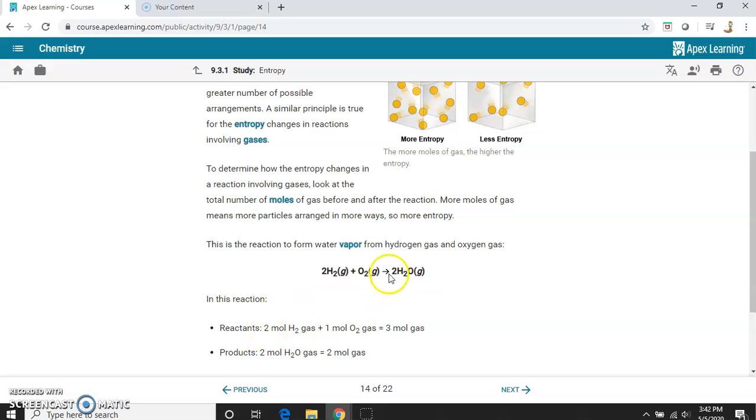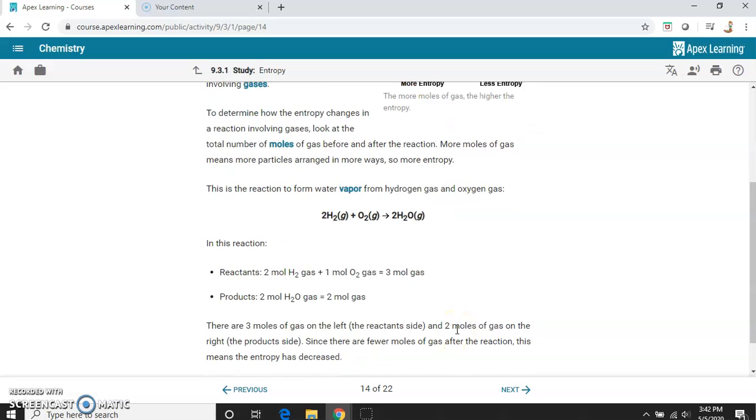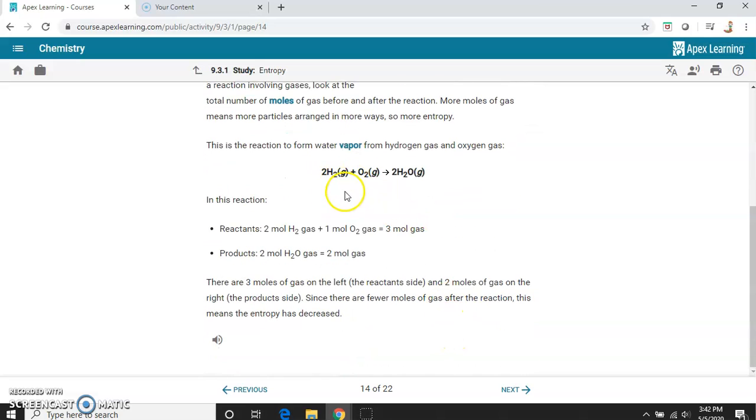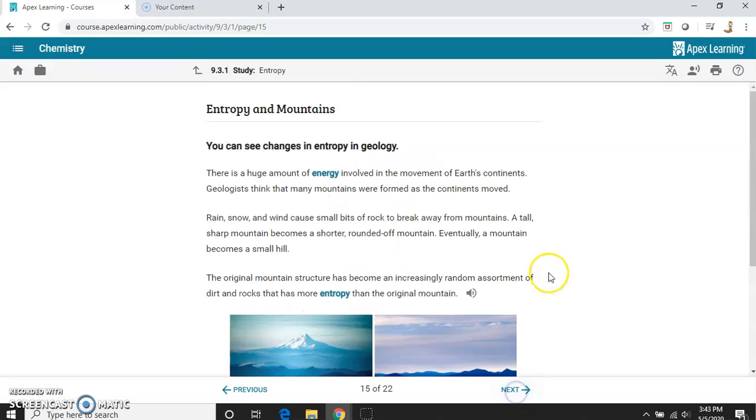Now if you look at the reactant side on the left of the arrow, you have 2 plus 1, so you have 3 total moles on this side. Remember that the 1 is implied there. On the right side, you just have 2 moles of gas. So with 3 on the left and 2 on the right, there are fewer moles of gas after the reaction, meaning our entropy, our disorder, our chaos, our randomness has actually decreased because it's going to a smaller number.